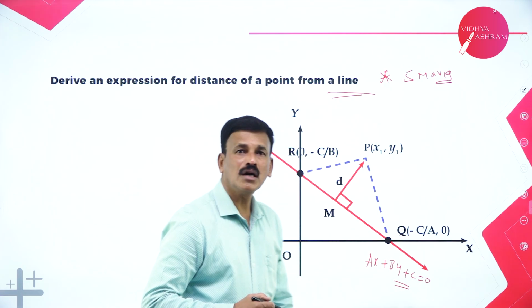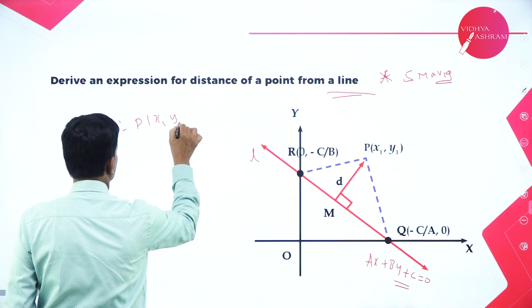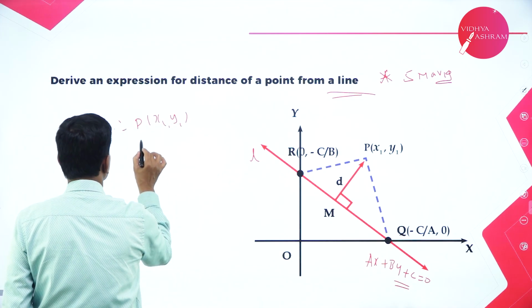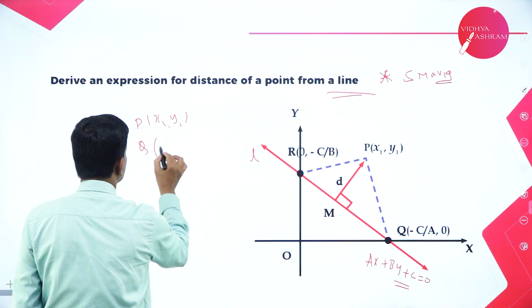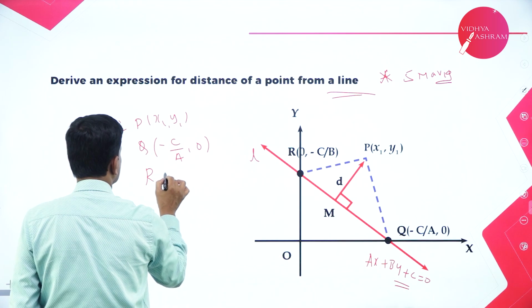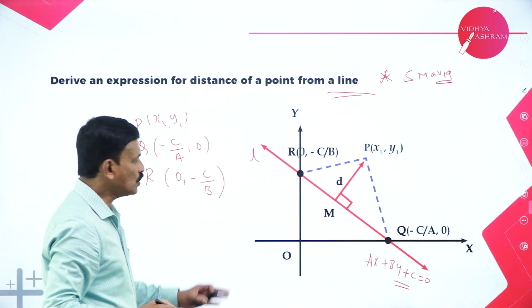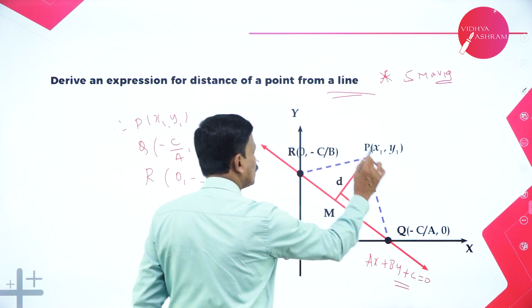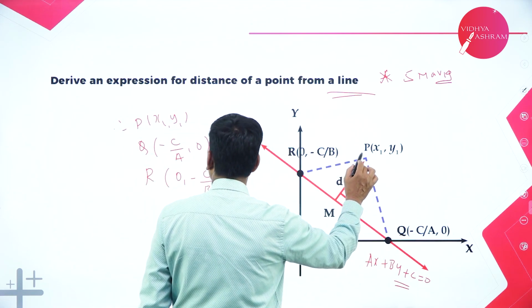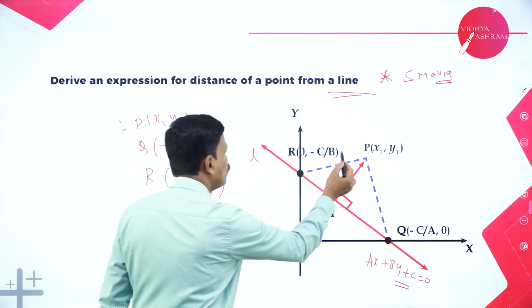Now we have P(x1, y1), Q is (-c/a, 0), and R is (0, -c/b). So just find out the area of this triangle PQR.